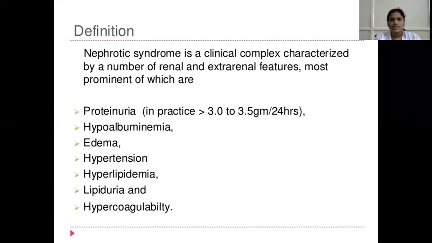Nephrotic syndrome is a clinical complex characterized by a number of renal and extrarenal features, most prominent of which are proteinuria. Proteinuria in practice will be seen at more than 3 to 3.5 grams per 24 hours. And then hypoalbuminemia, that is the serum albumin level is very low, and peripheral edema, hypertension, hyperlipidemia, lipiduria, and hypercoagulability.